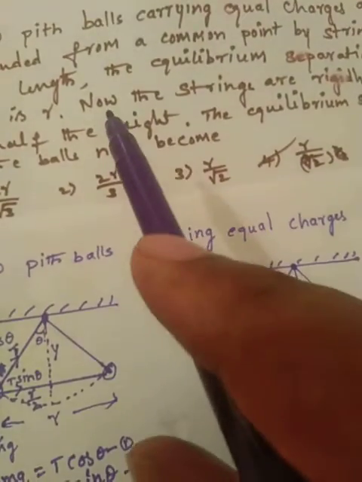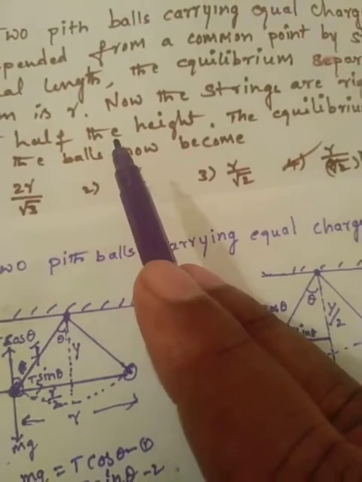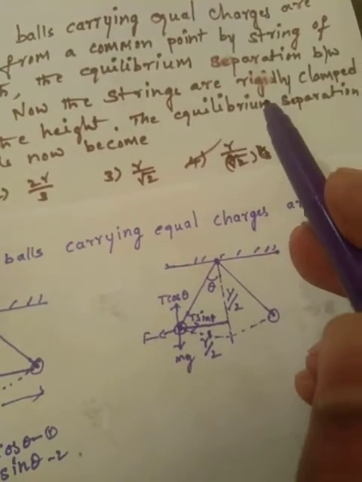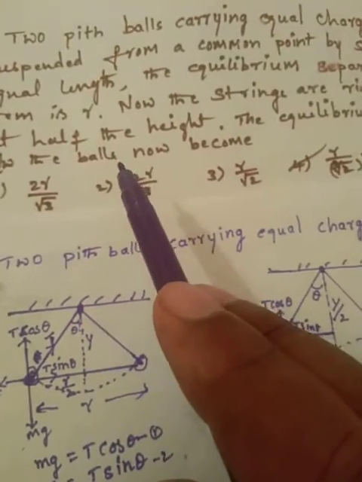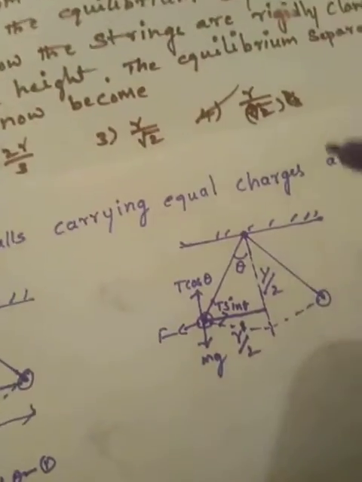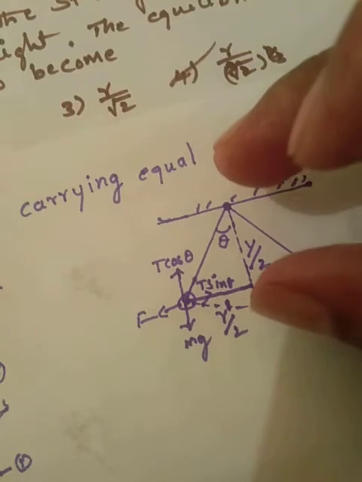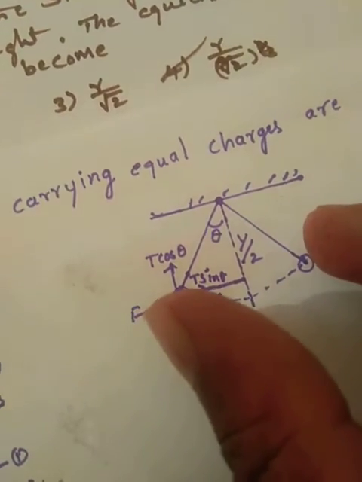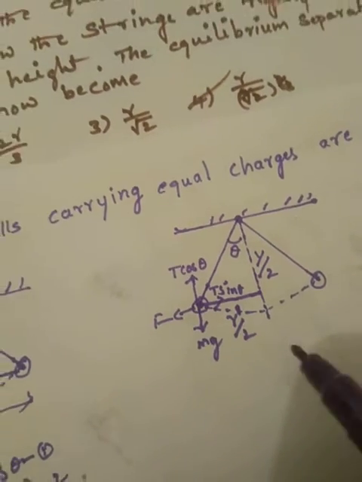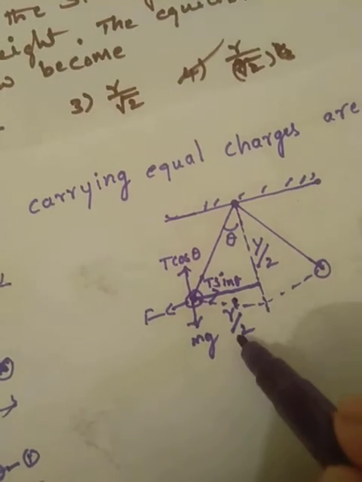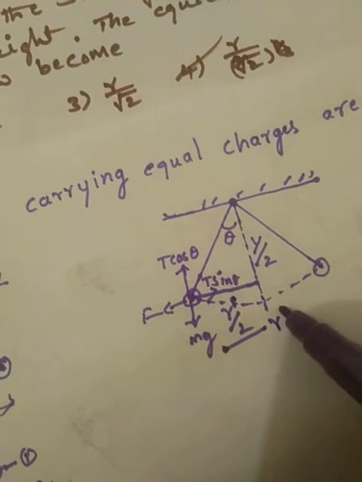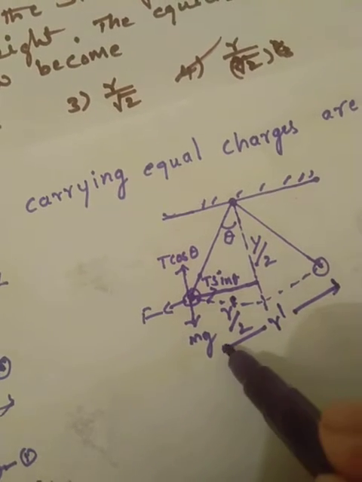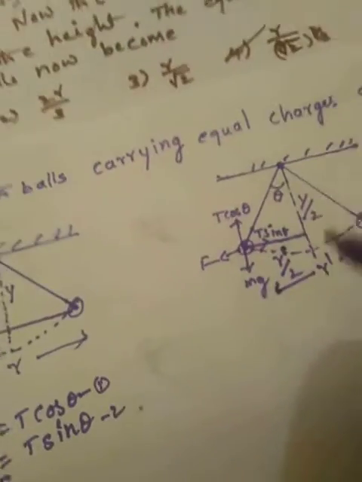Similarly, what they are doing here now is the string is rigidly clamped at half the height. Then the equilibrium separation between the balls now will become, so when the height is reduced to half of its original value, what may be the equilibrium separation between these two pith balls? We need to find out r. The distance between the two pith balls will be r dash. We need to find out r dash. This is the second case.